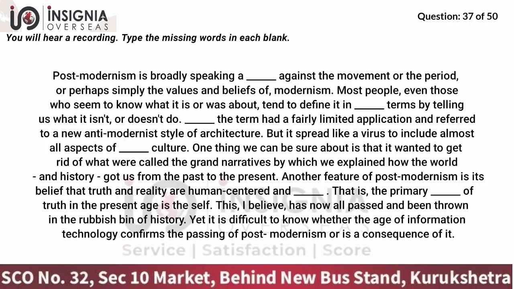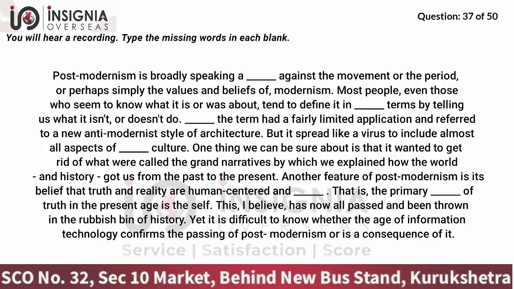Postmodernism is, broadly speaking, a reaction against the movement or the period, or perhaps simply the values and beliefs of modernism. Most people, even those who seem to know what it is or was about, tend to define it in negative terms by telling us what it isn't or doesn't do. Initially, the term had a fairly limited application and referred to a new anti-modernist style of architecture. But it spread like a virus to include almost all aspects of contemporary culture.